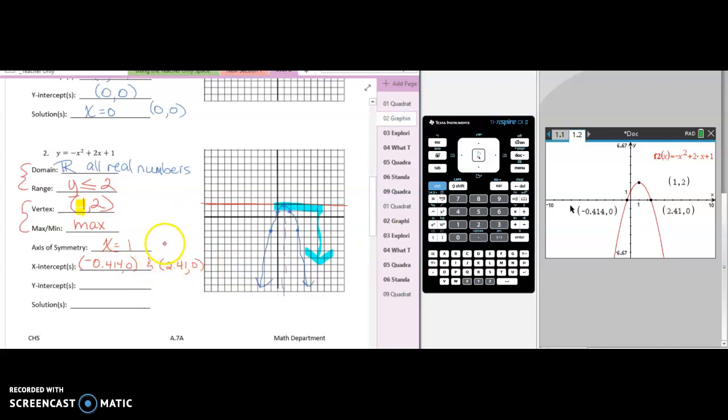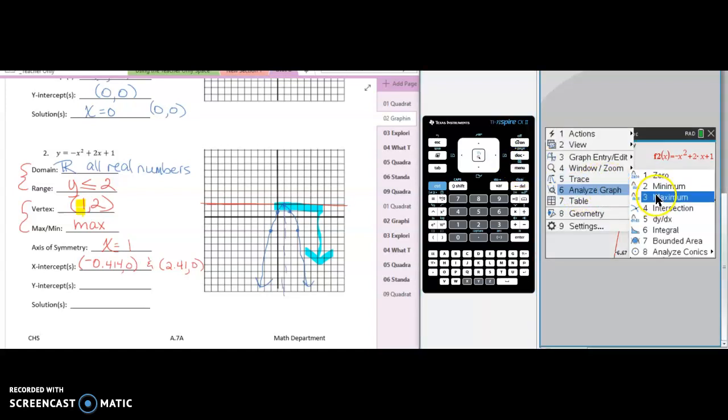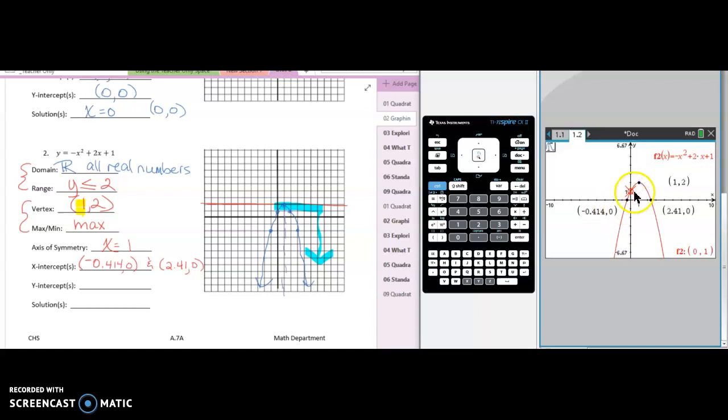And then let's see our y-intercept. How am I going to find my y-intercept? It looks like it crosses right there, doesn't it? So let's find that. Menu, analyze graph. Let's hit trace. Graph trace will automatically go to your y-intercept. 0, 1. 0, 1 is your y-intercept. You could see that on there pretty easy, but sometimes if it crosses at a not pretty point, then you can do that.